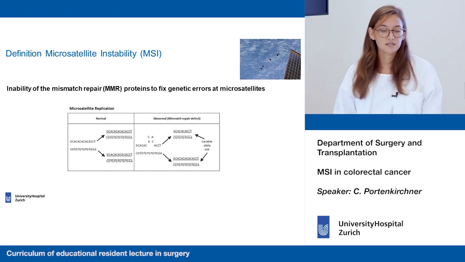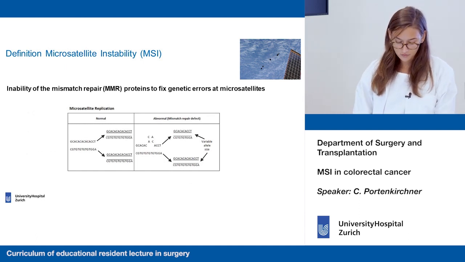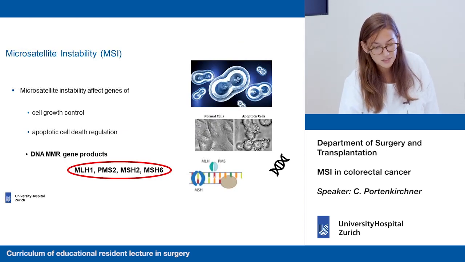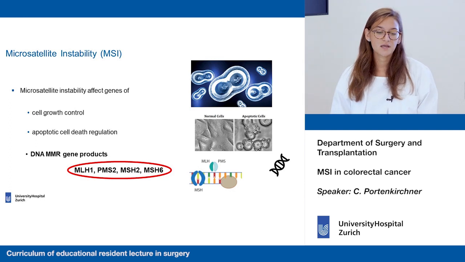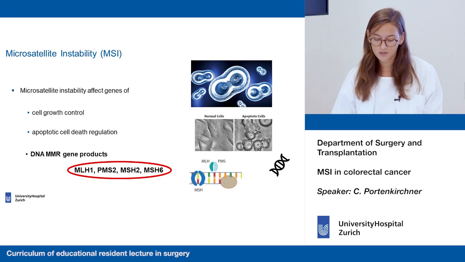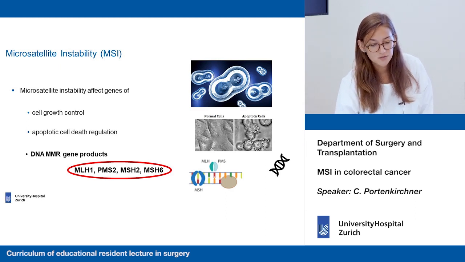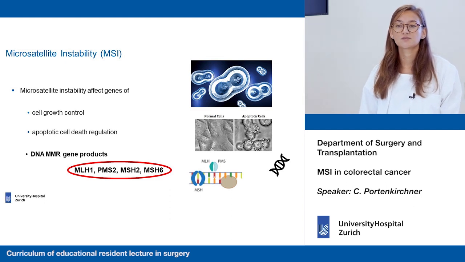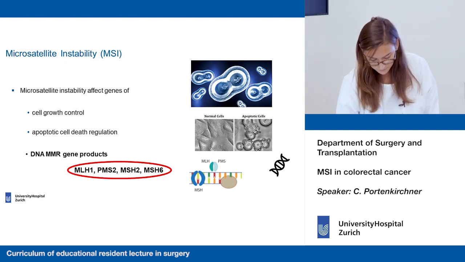So microsatellite instability affects genes that control cell growth, regulate apoptotic cell death, and also the DNA mismatch repair gene products themselves. So actually it's like a circle. And the products we're talking about today are MLH1, PMS2, MSH2, and MSH6.